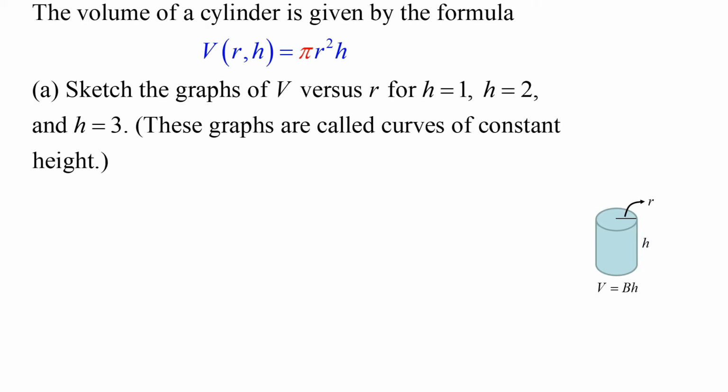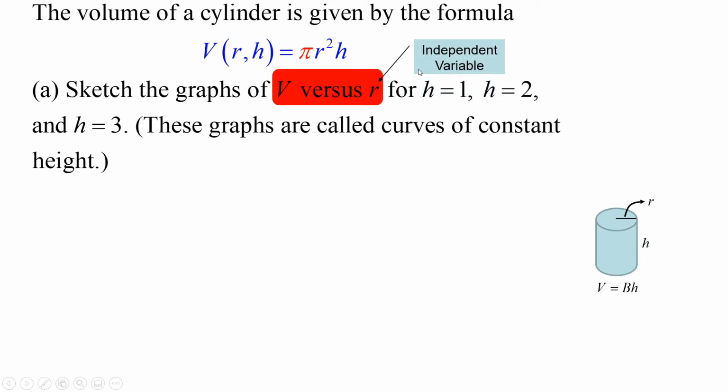And then it says sketch the graphs of V versus R. You have not seen a lot of that notation in mathematics. But what does it mean? It's not difficult at all. V versus R, here are your 2 variables, and the variable on the left, V, depends on the variable on the right, R. Every time it's written like that. So R is the independent variable and V is the dependent variable. V depends on R, V versus R.